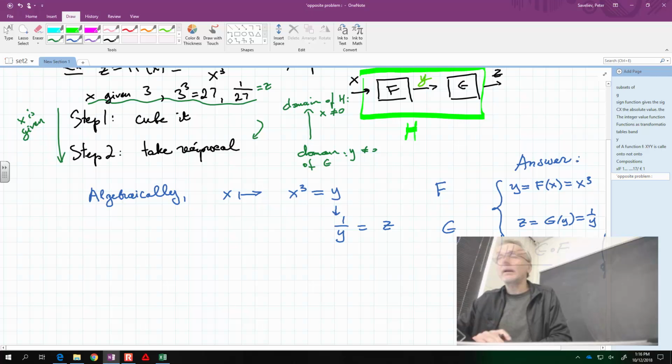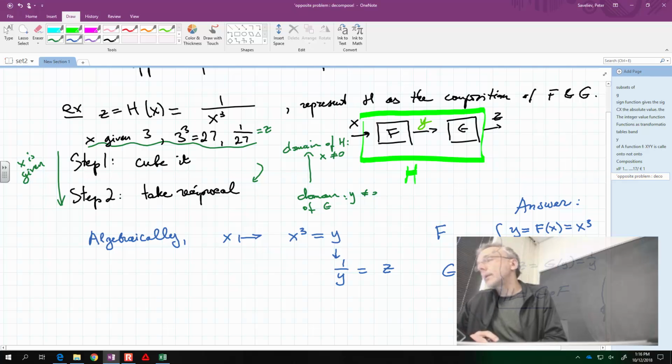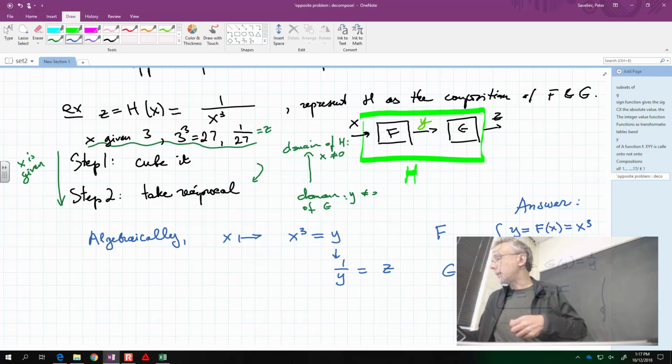So you identify the function. The task was to represent h as a composition. You pointed out not just the functions, you gave their formulas, and you pointed out in which order they're being carried out.